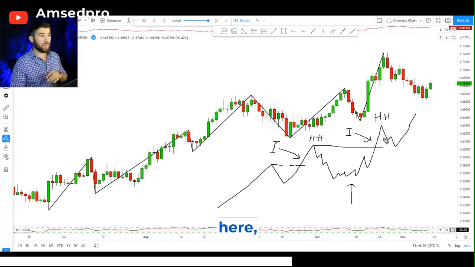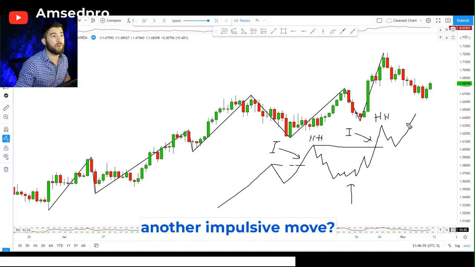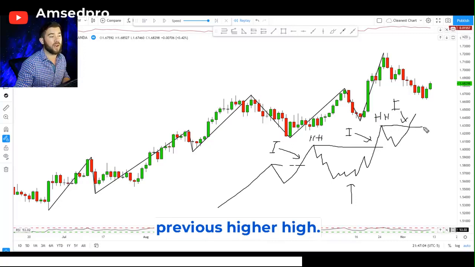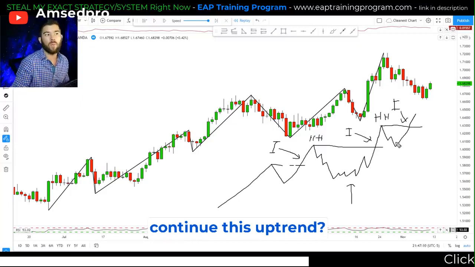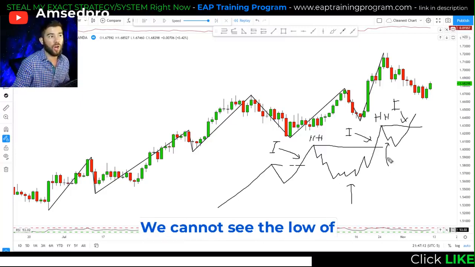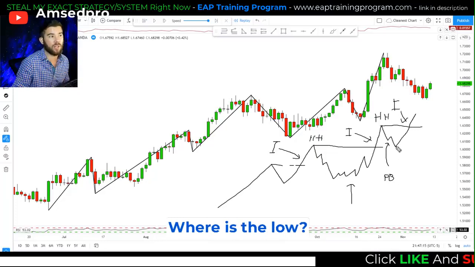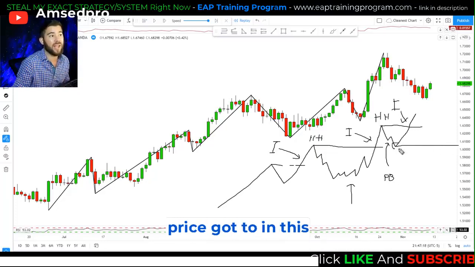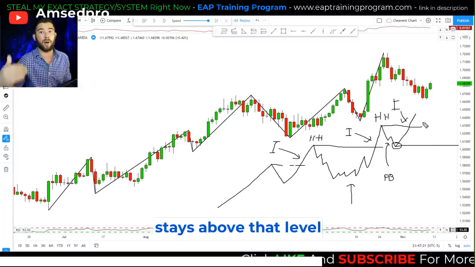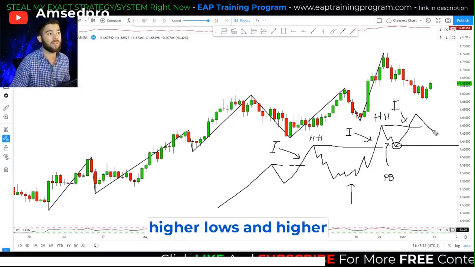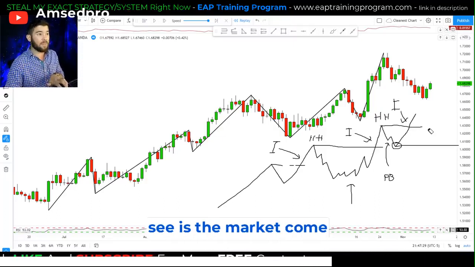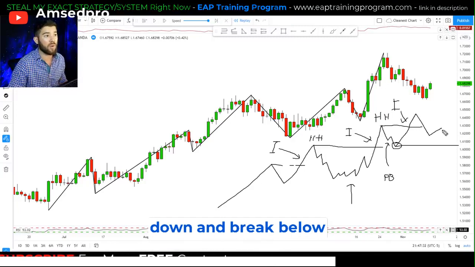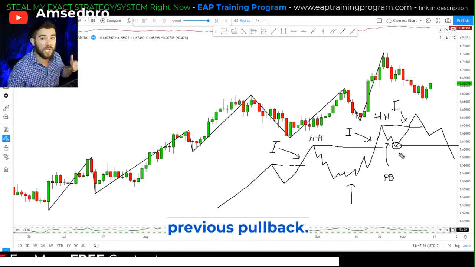At this point right here, we have had what? Another impulsive move. This move is our impulsive move because it broke above the previous higher high. At this point, what level cannot be broken for us to continue this uptrend? We cannot see the low of our pullback broken. Where's the low? That's the lowest point price got to in this pullback. As long as the market stays above that level and continues making higher lows and higher highs, then we're still in an uptrend. What we do not want to see is the market come down and break below that previous low of the previous pullback.